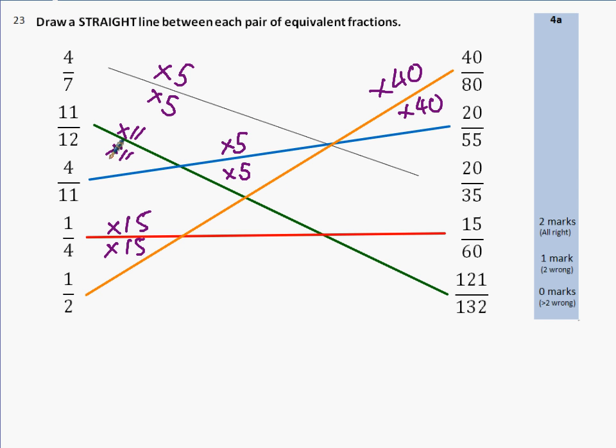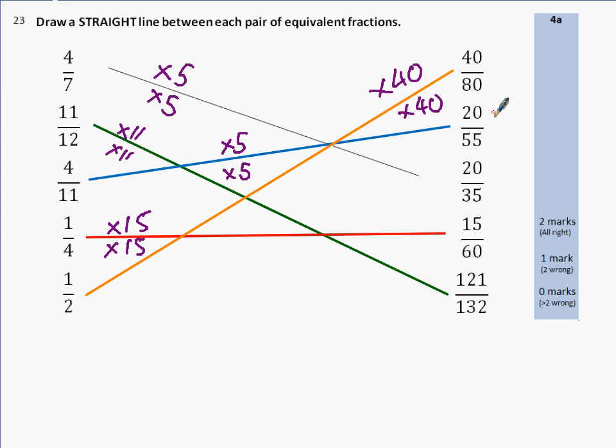23. This is again about equivalent fractions. The first one's been done for you. 4/7 links to 20 over 35. Why is that? Because the top and the bottom have been linked by multiplying the top and the bottom by the same number, which is 5. And then I look at the other pairs of fractions. 11 over 12, that can only go with 121 over 132, because here top and bottom have both been multiplied by the same number, which is 11.